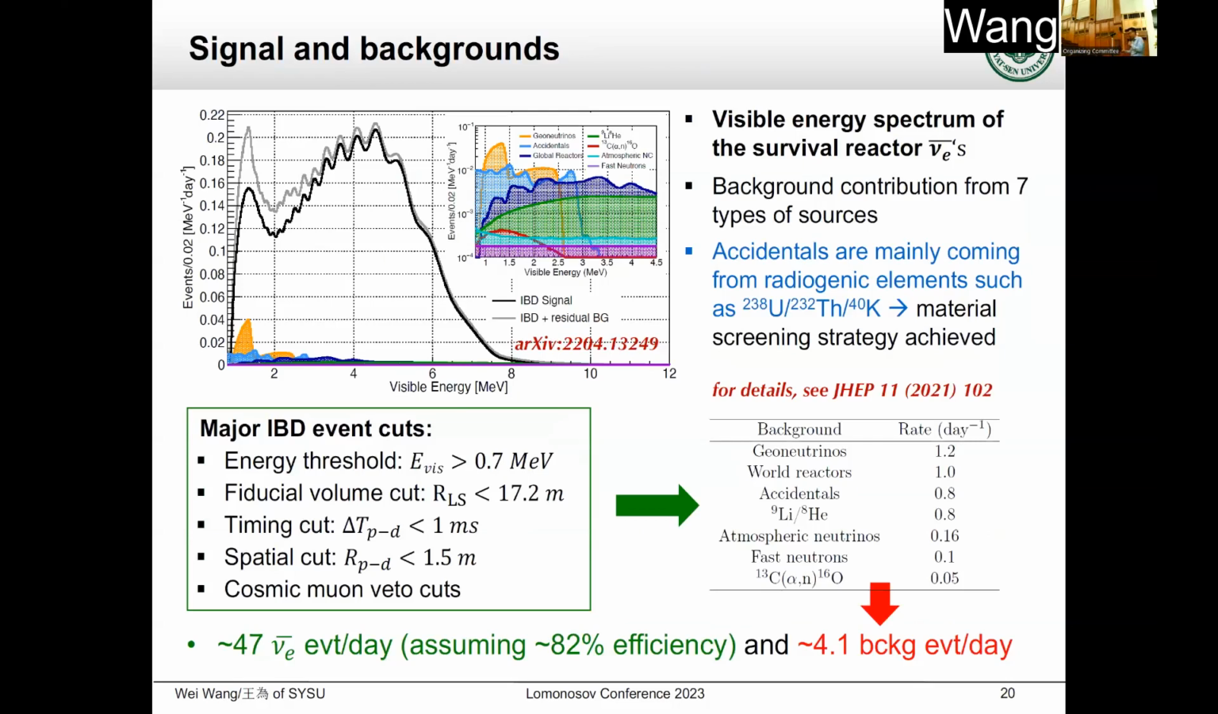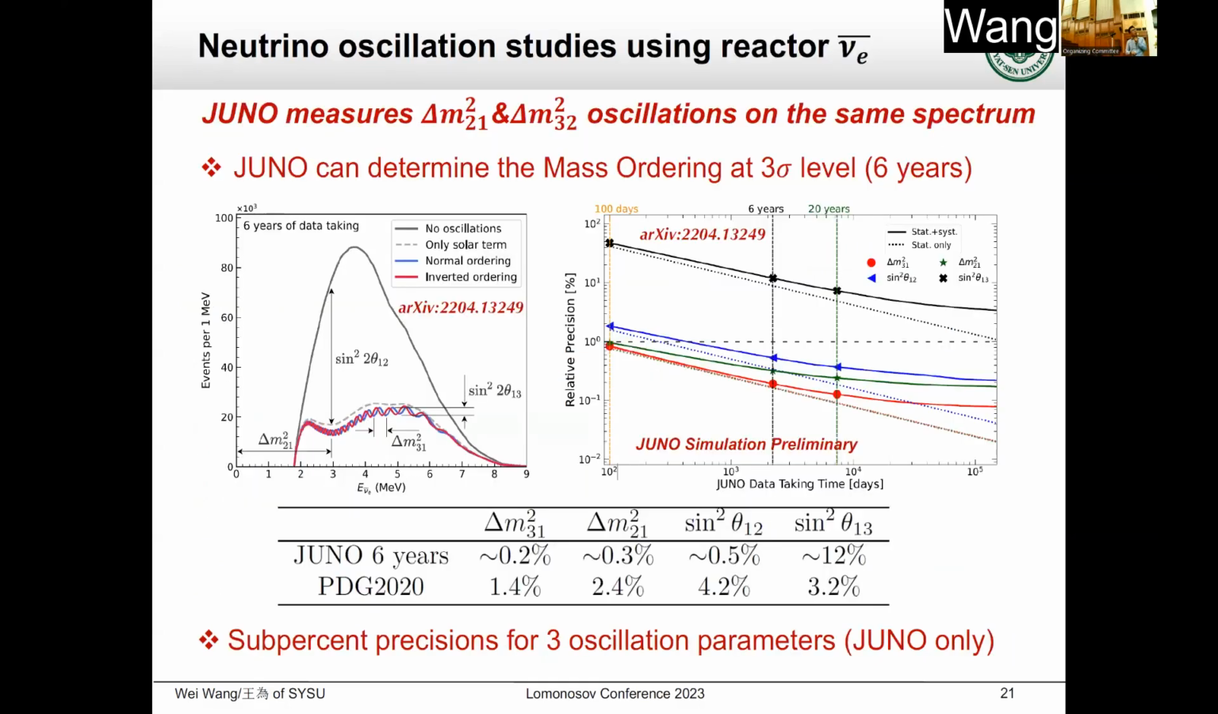All those hardware designs will eventually give us such a signal. This is the signal observed inside the central detector using the PDG parameters, considering solar oscillation and atmospheric oscillation. I will skip the details: basically around 50 events per day and about 10% background. With those signals, we can reach about 3 sigma level with 6 years of running for the mass ordering identification. And with this large detector, we can actually reach sub-percent precision for three oscillation parameters.